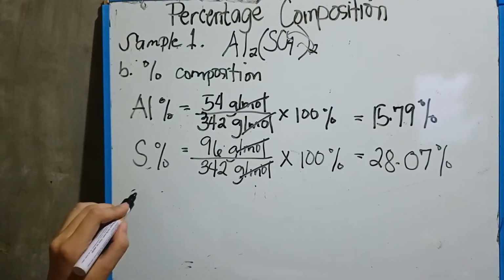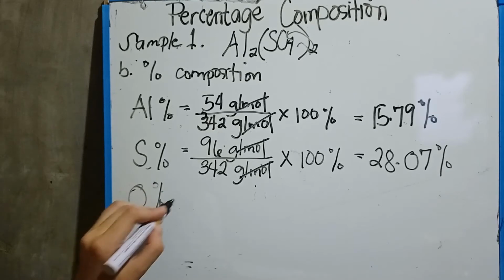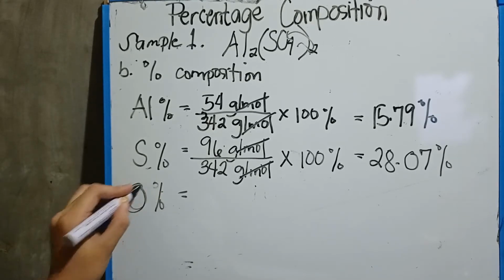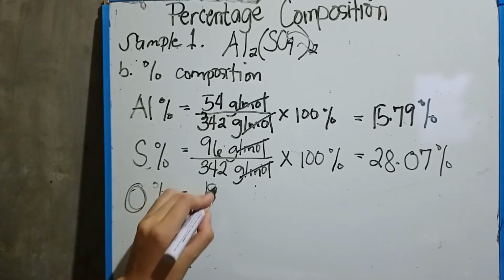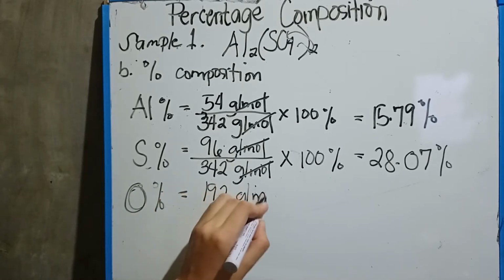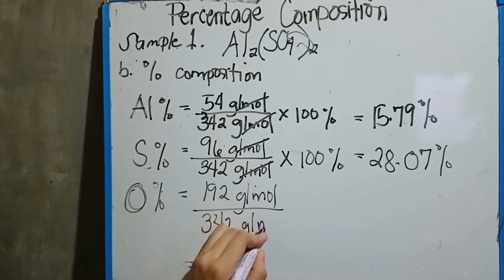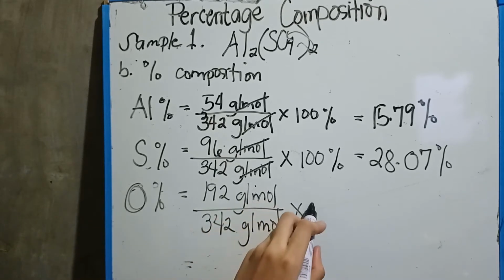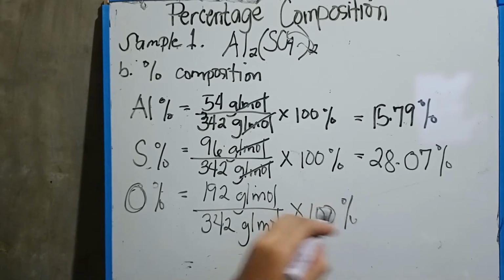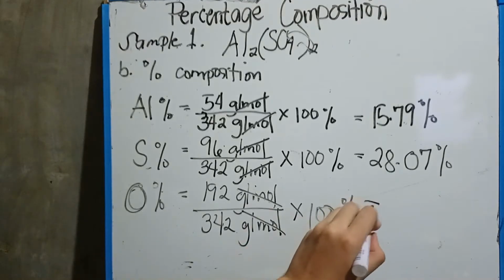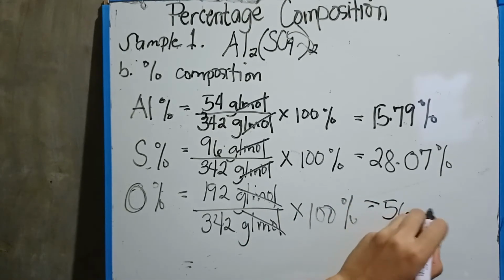And also for oxygen. We have the molar mass of the three elements. So, we have 192 grams per mole over 342 grams per mole multiplied by 100%. The grams per mole cancel out and what remains is the percent. So, 192 divided by 342 is equivalent to 56.14%.